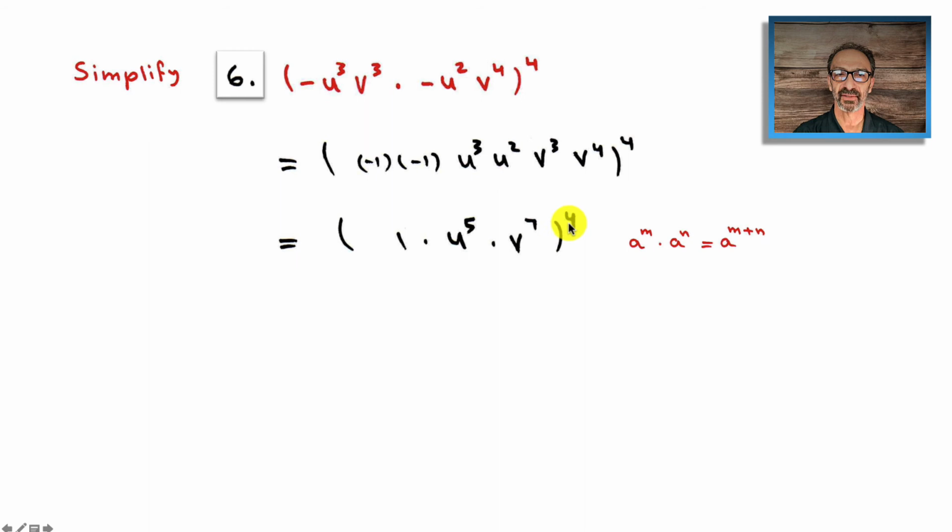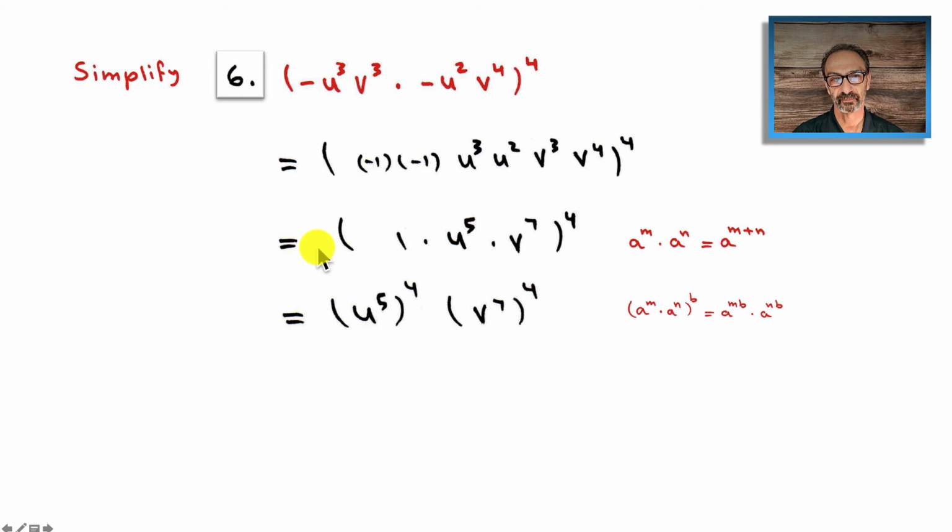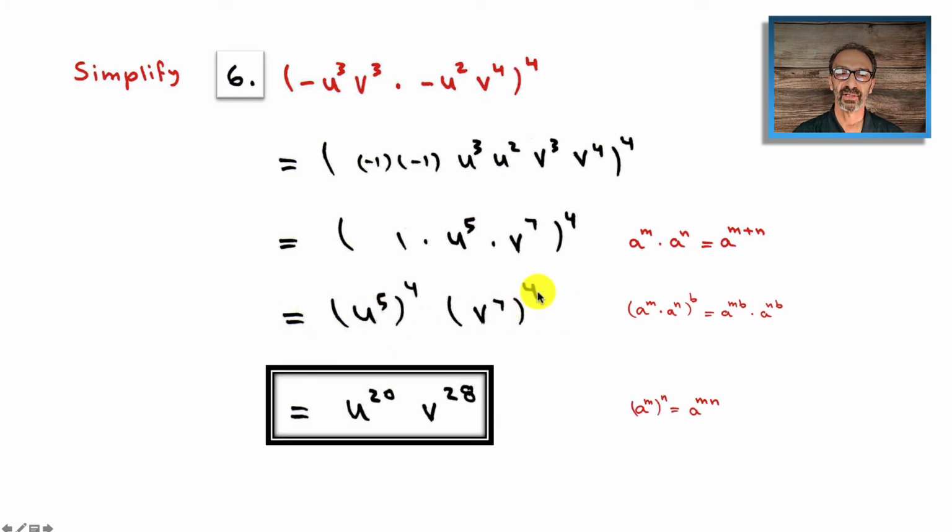Then we're going to apply this 4 to both factors. That's not going to make any difference for the 1. Then we're going to multiply m times b, as you could see from this rule. So 4 gets multiplied by 5 and 4 gets multiplied by 7. 4 times 5 is 20. And 4 times 7 is 28. And that should do it. So I'm applying this rule right here.